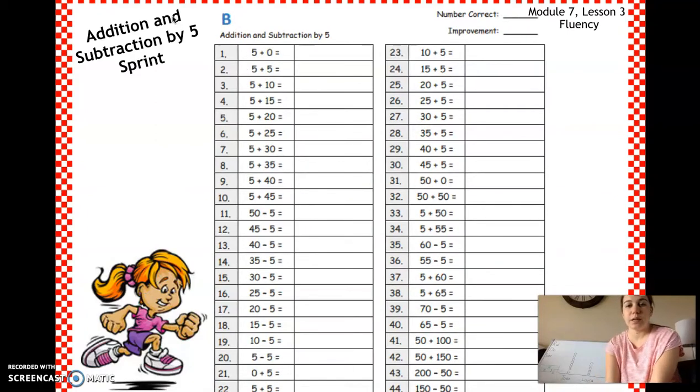All right, here's part B. Remember, your goal for part B is to get one more than you did on part A. You're going to start your timer once you're ready, and when the timer goes off, you're going to get ready for our application problem. So good luck.